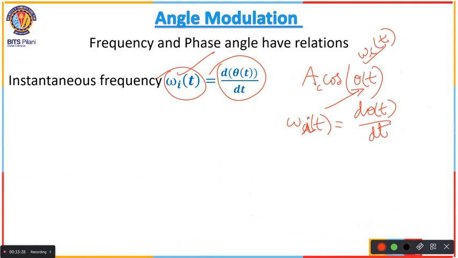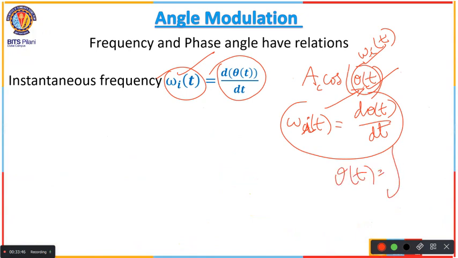Have you understood now? See, this is your instantaneous phase, right? I told you. How can I write it as an instantaneous frequency? Just differentiate this. Suppose if we want to get theta of t out of this, integration of omega i dt. Never forget this. Remember. Right? So we will continue this in the next class.